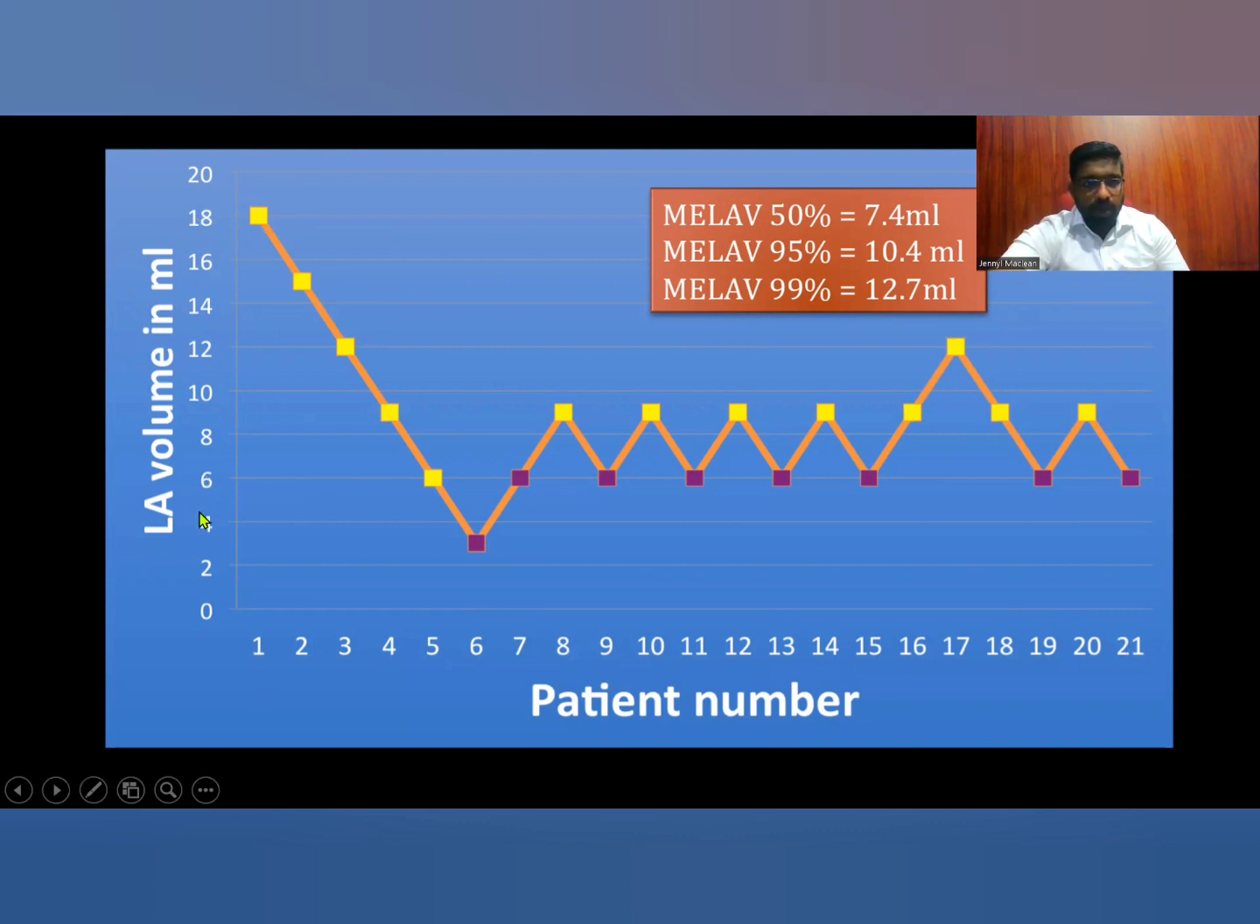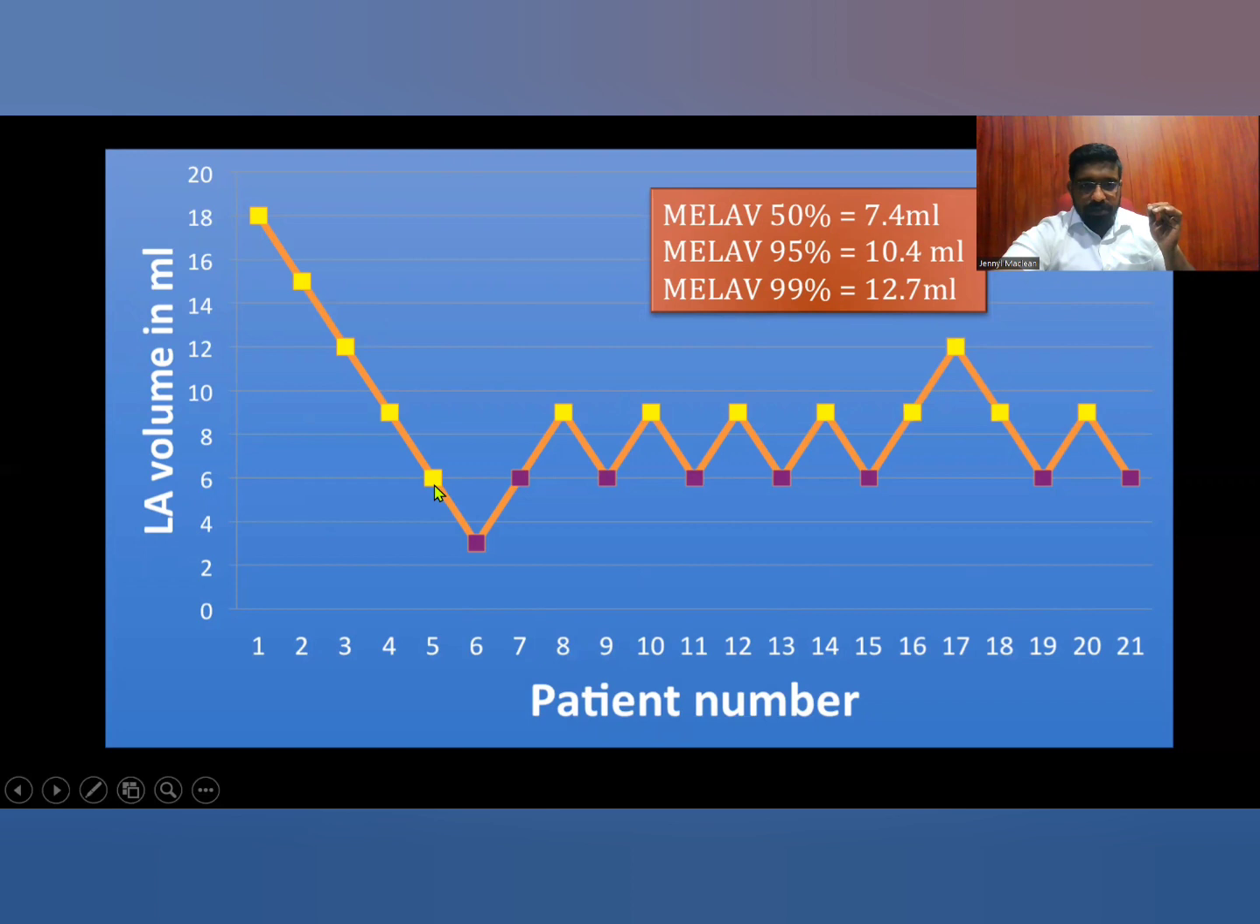This is the volume of the local anesthetic being used. Then he came down with the up and down Dixon method. He came down to 12 ml, which is roughly 4 ml for each trunk of the brachial plexus. Then he came to 9 ml, which is roughly 3 ml for each trunk. Then he came to 2 ml for each trunk, which is roughly 6 ml.